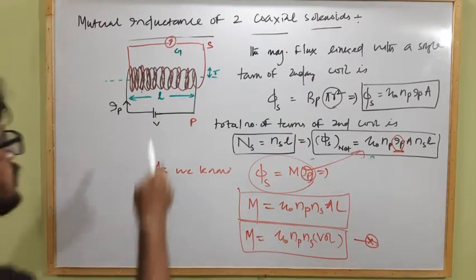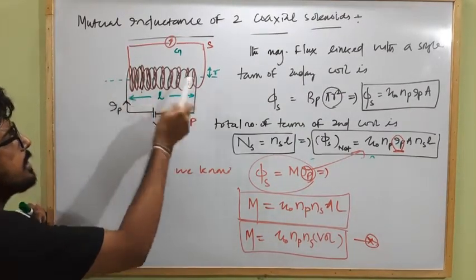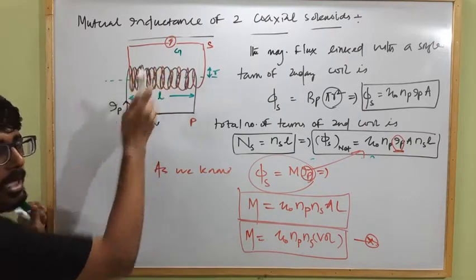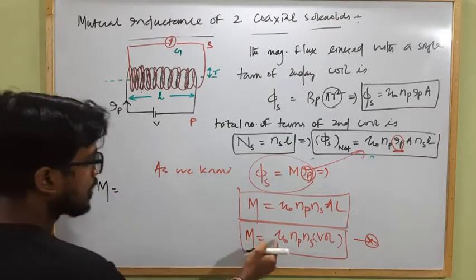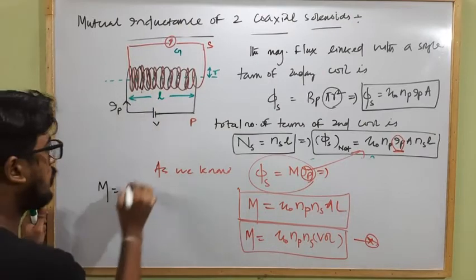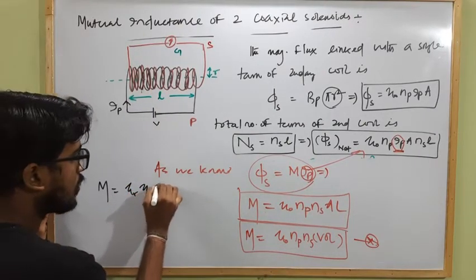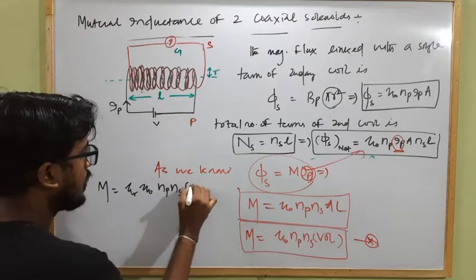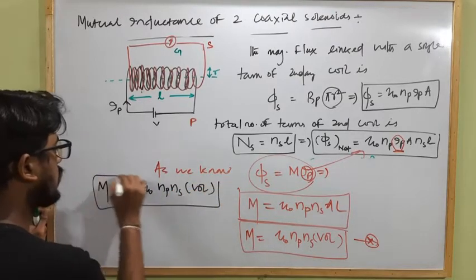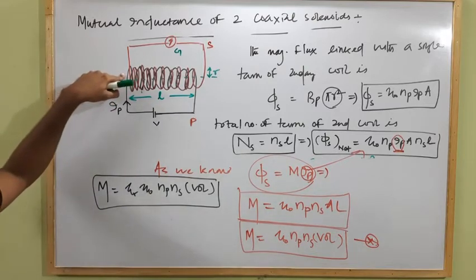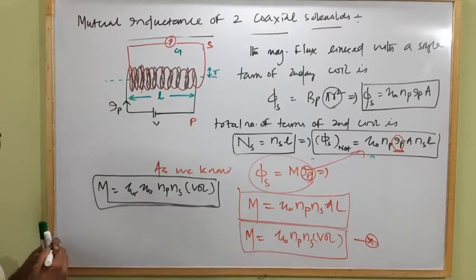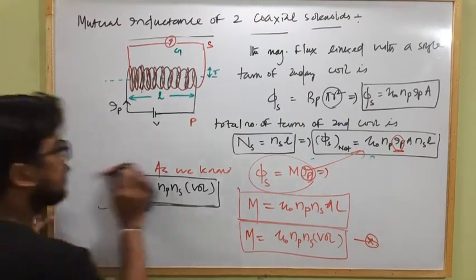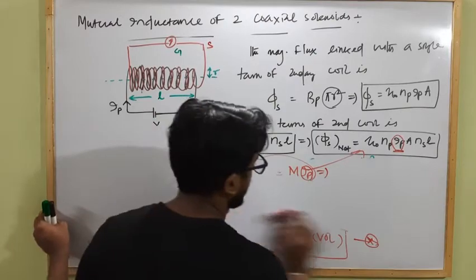And here if the core of these two coaxial solenoids is some other medium except the air core, then the expression for mutual inductance of these two coils will be how much? M equal to, in place of mu naught there will be the permeability of the medium, which can be written as mu R mu naught NP NS into volume of these two coaxial solenoids. When there is some other core except air, then this will be the expression for the mutual inductance of two coaxial solenoids. Clear? So next we are going to discuss the coefficient of coupling.